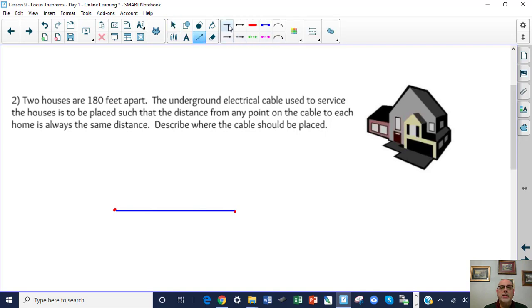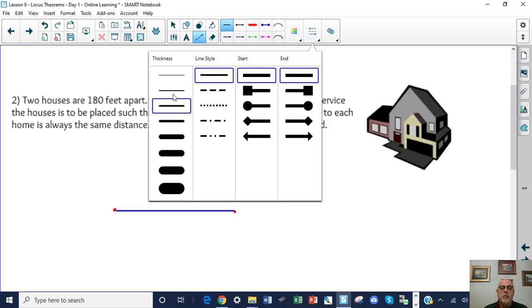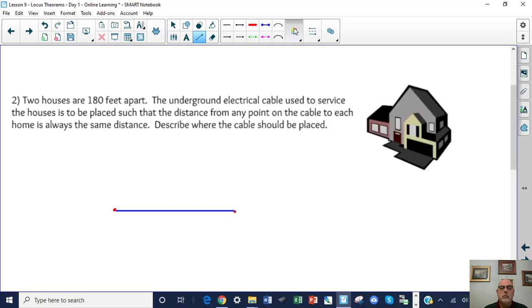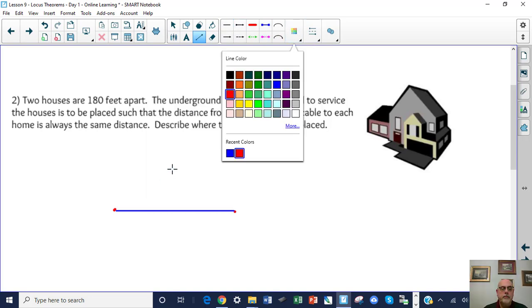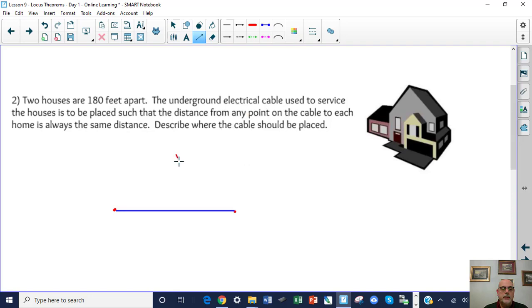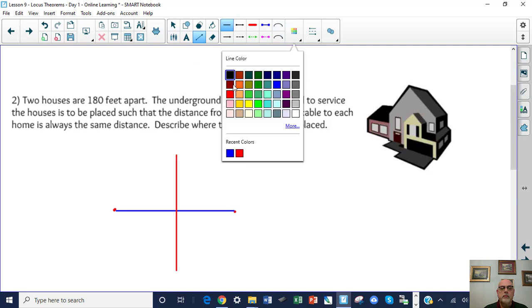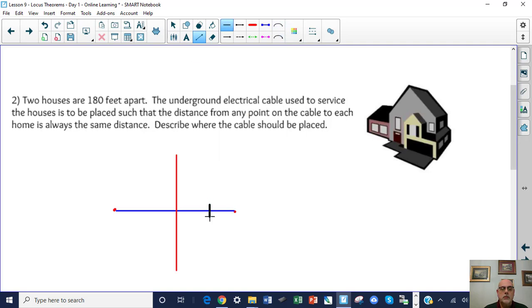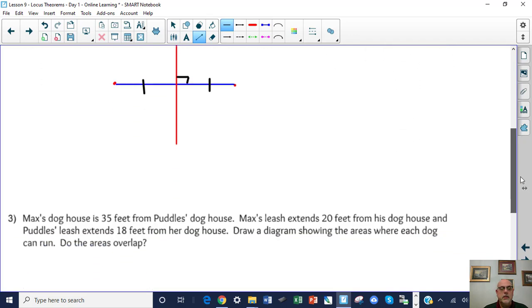So if we look at what that would look like, perpendicular bisector would be a line bisecting those two, bisecting them perpendicular to that segment that connects the two houses. House A and House B. All right, let's look at the third example.